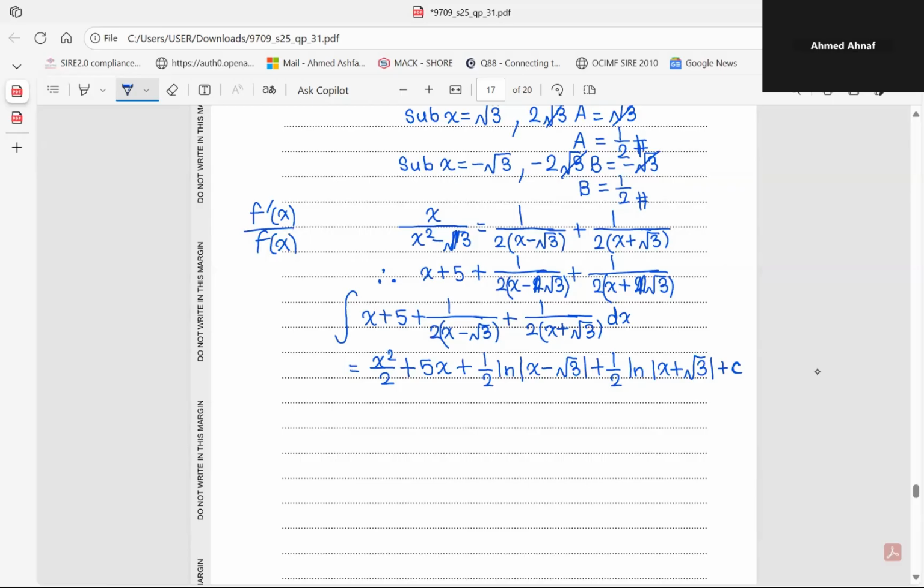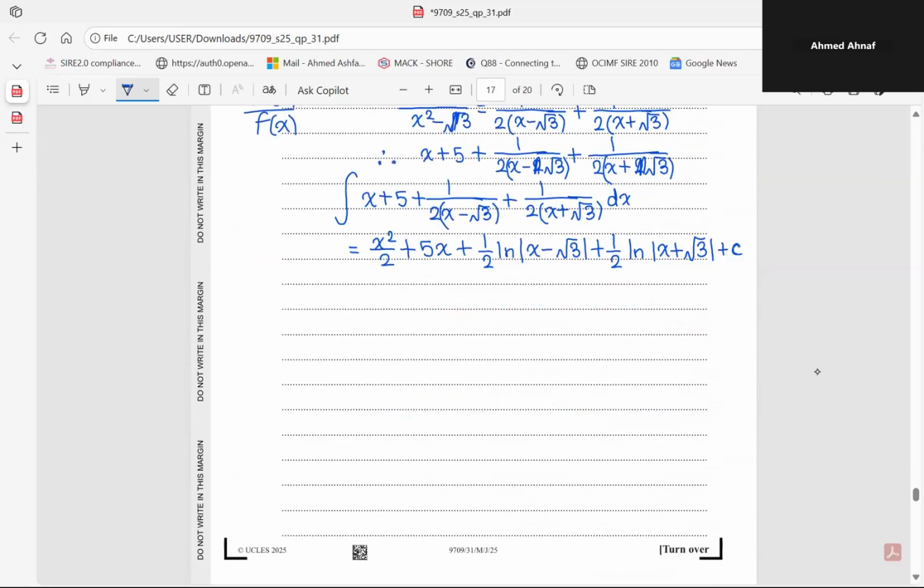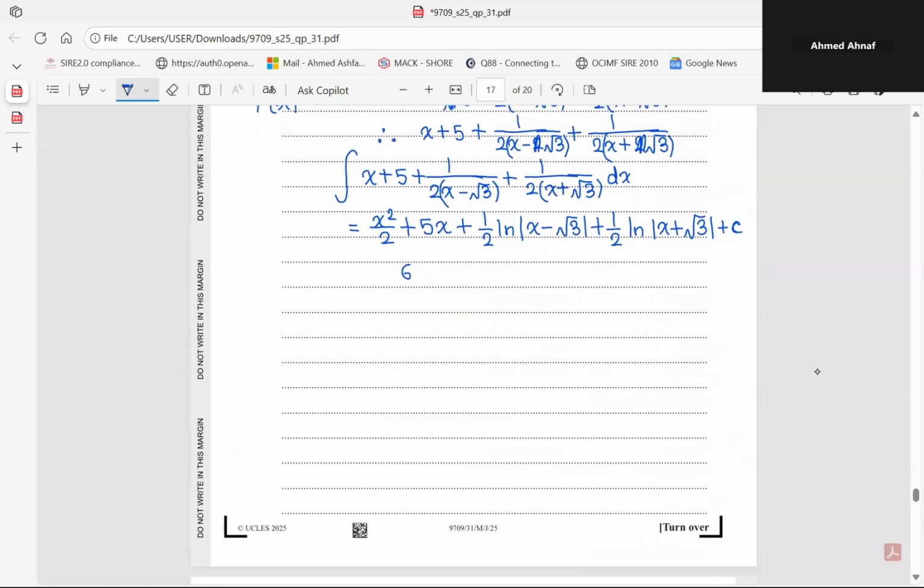So this is our final answer. And now we're going to have to integrate the y, which is pretty simple to do, which is just 6 times y squared over 2 equals x squared plus 5x plus half ln(x minus square root 3) plus half ln(x plus square root 3) plus c.